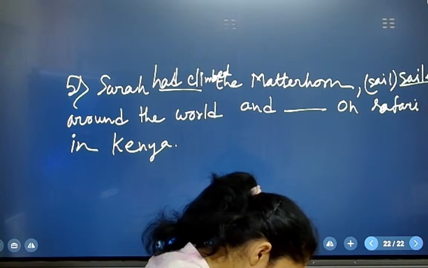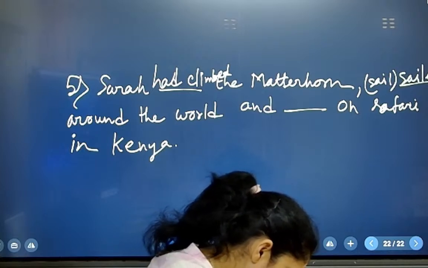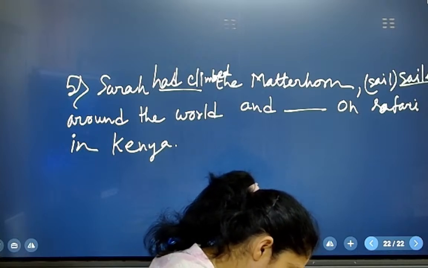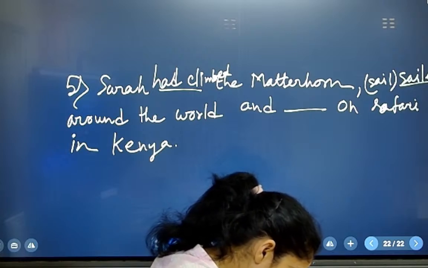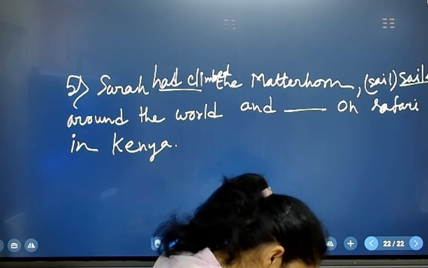Number five: Sarah had climbed the Matterhorn, sailed around the world, and went on safari in Kenya. She is such an adventurer.